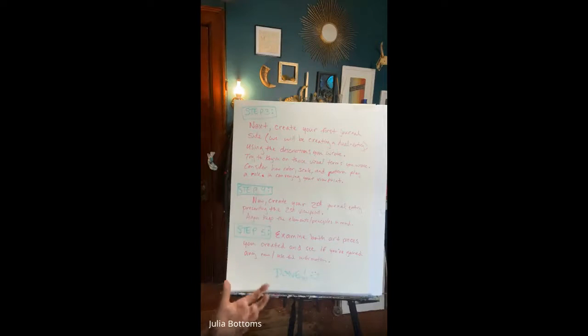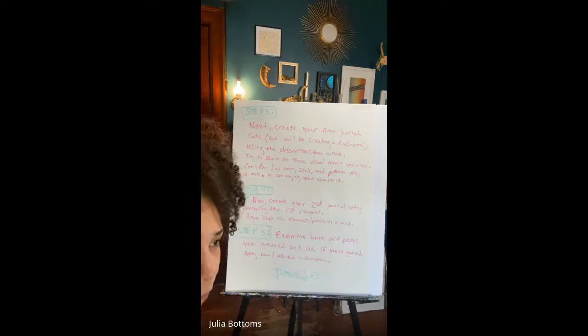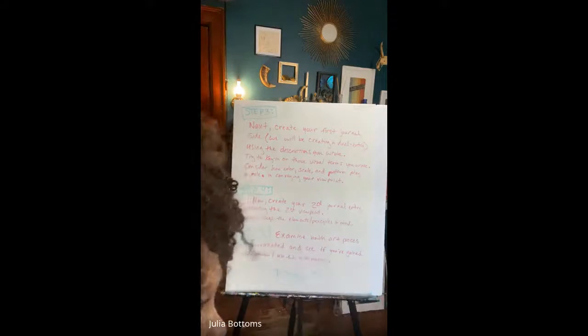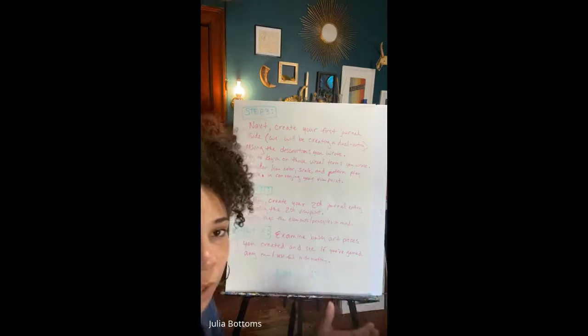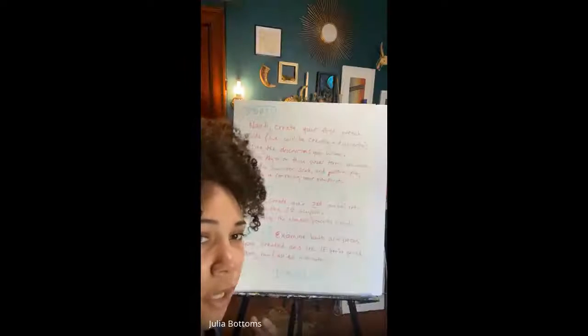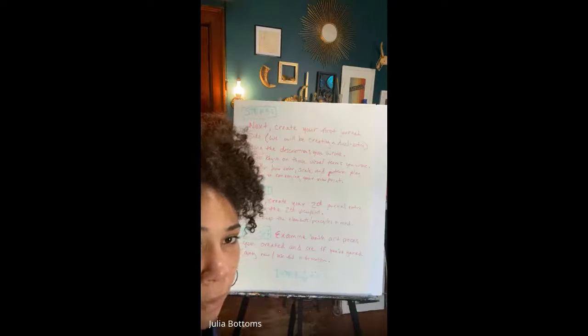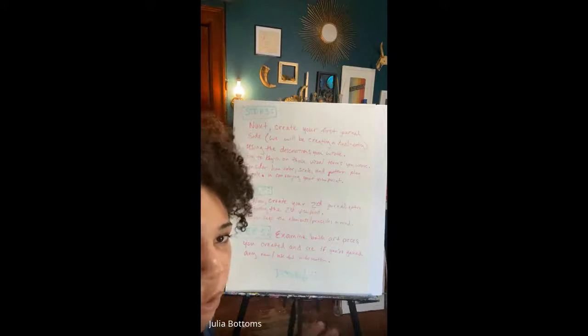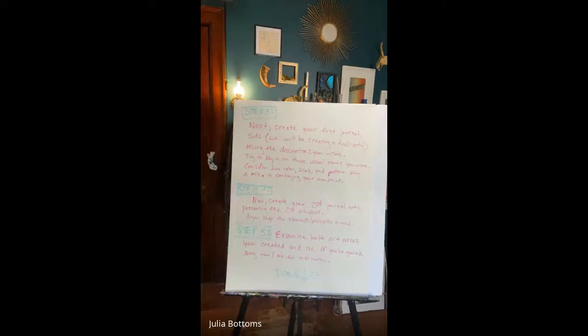Consider how color, scale, and pattern play a role in conveying your viewpoint. So for example, if one side is a negative viewpoint, you can use darker colors. Maybe the scale of things is a lot bigger. So just think about those elements and principles and how you can work them into the symbolism of whatever it is you're trying to say. Now for step four, you're going to create your second journal entry, presenting the second viewpoint. Again, keeping those elements and principles in mind.